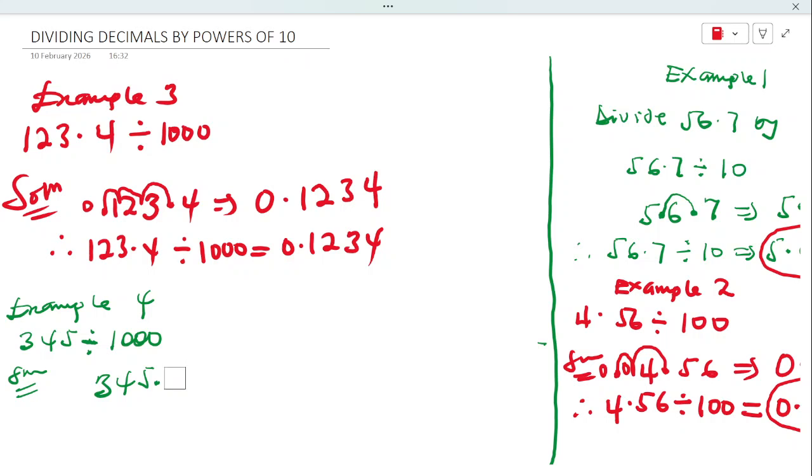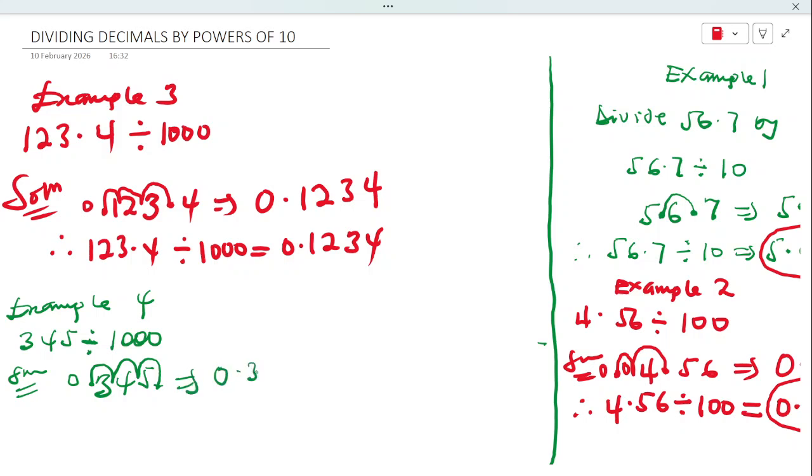So we have 345 divided by what? 1,000. So you stand here and you move the decimal point 3 times to where? To the left, because the 1,000 has 3 zeros. You stand here, you move 1, 2, 3. So you move the decimal point from the front here to this place. Then you add your 0. So this gives us what?